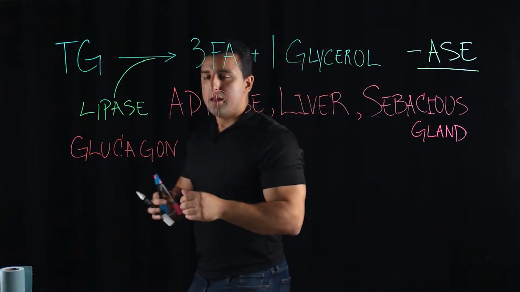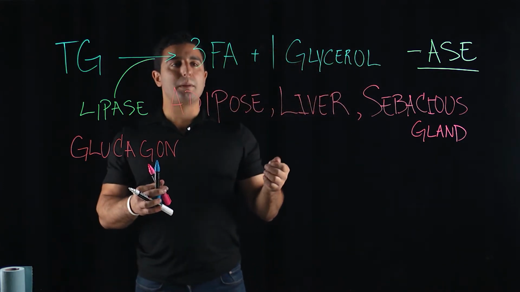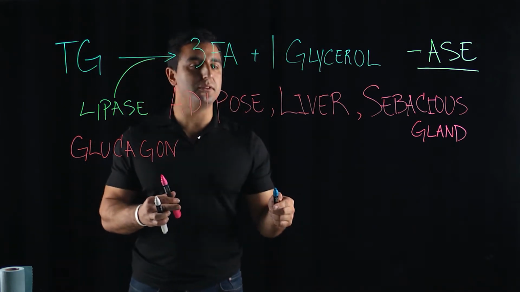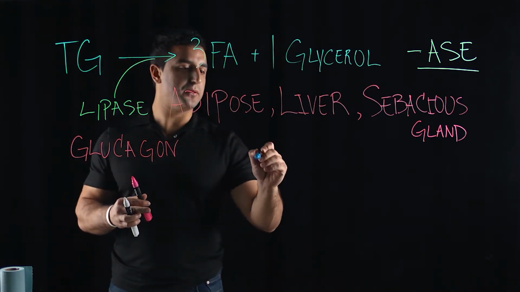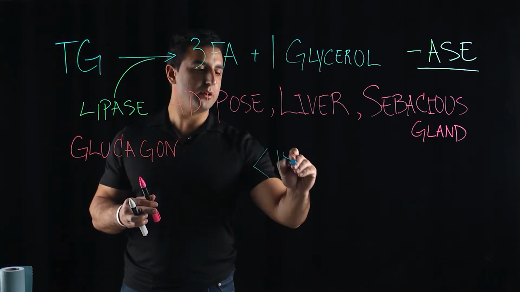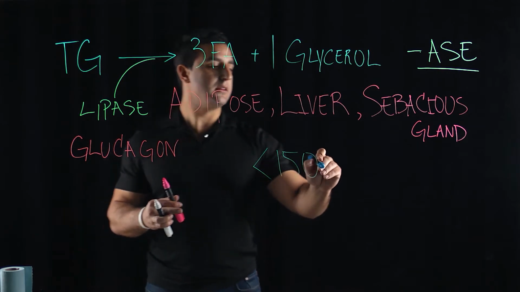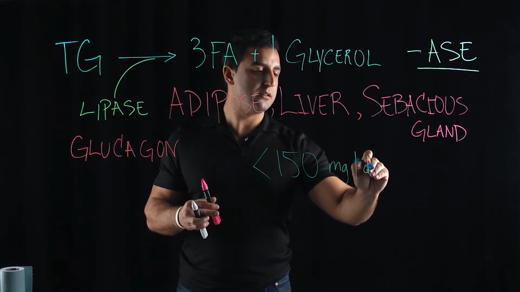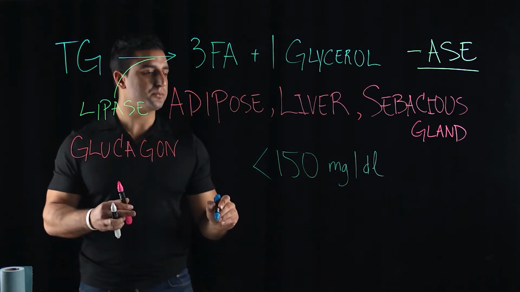Okay. So now we look at diseases. People that have very high triglyceride levels. So let's look at some number ranges here. So anything less than 150 milligrams per deciliter, this is considered normal.